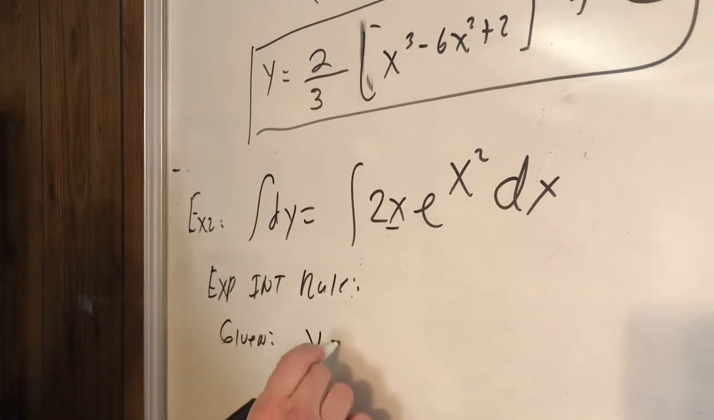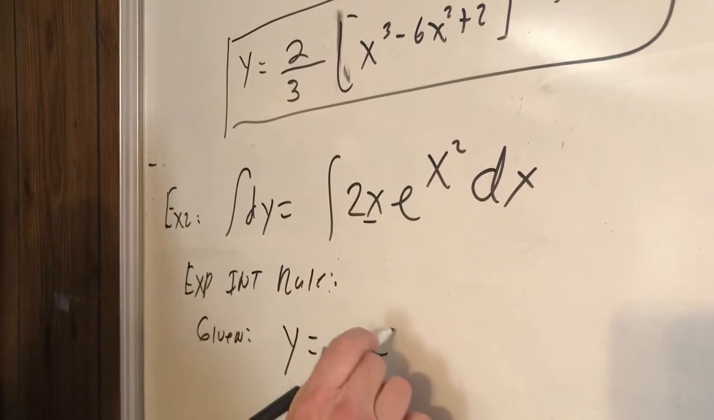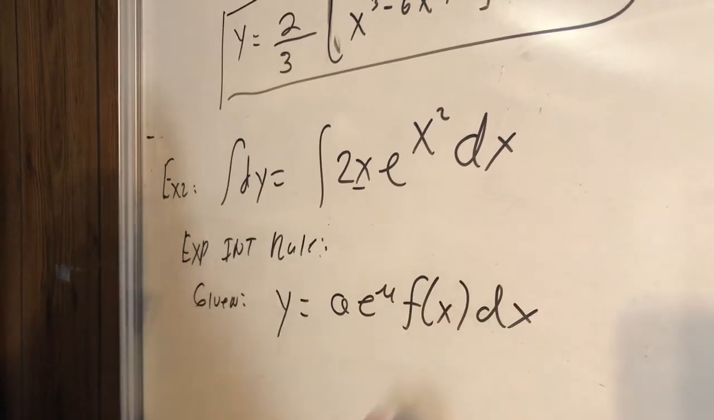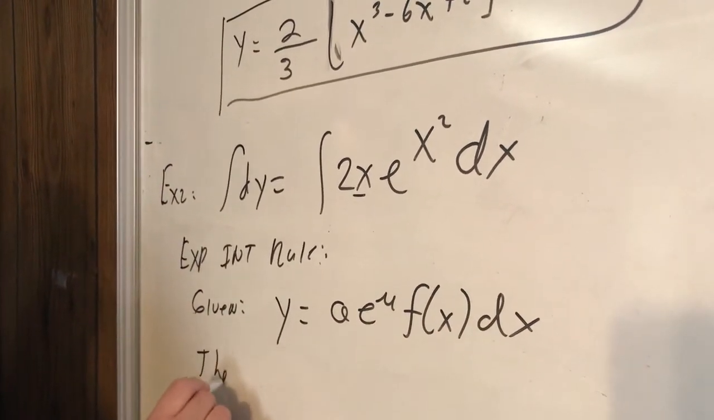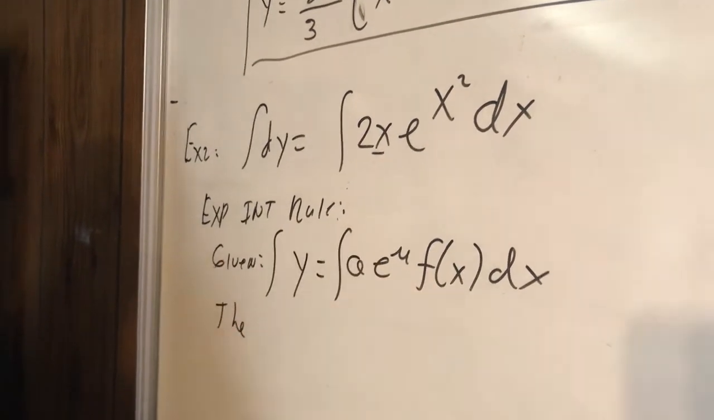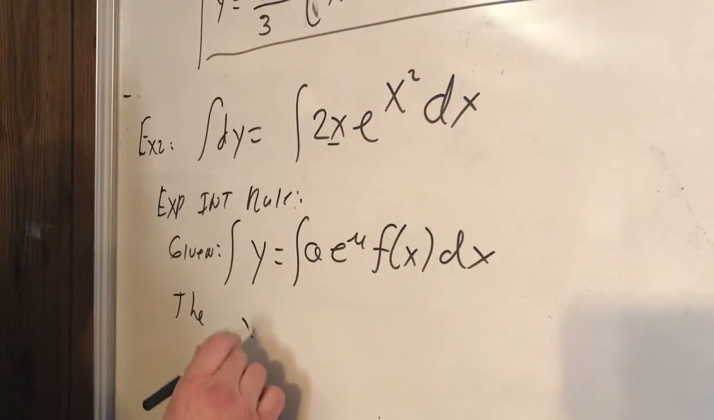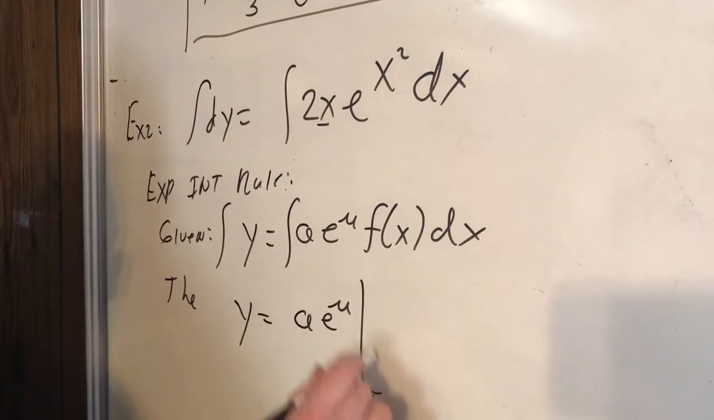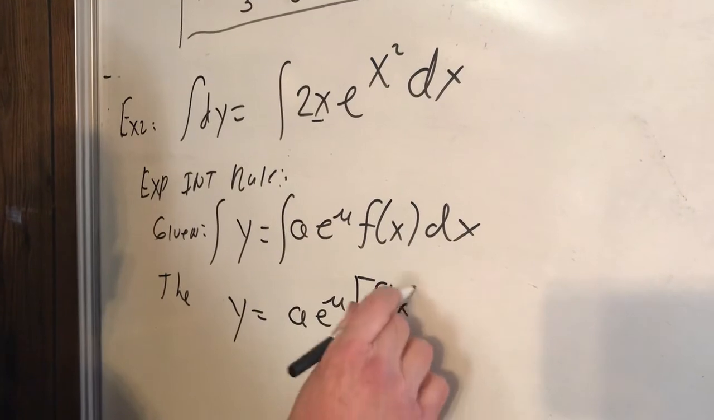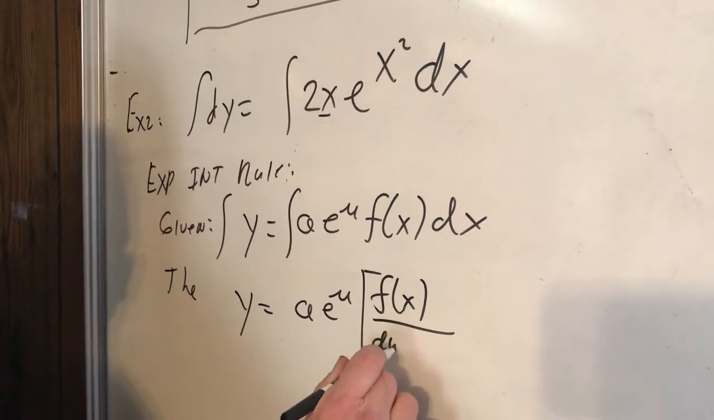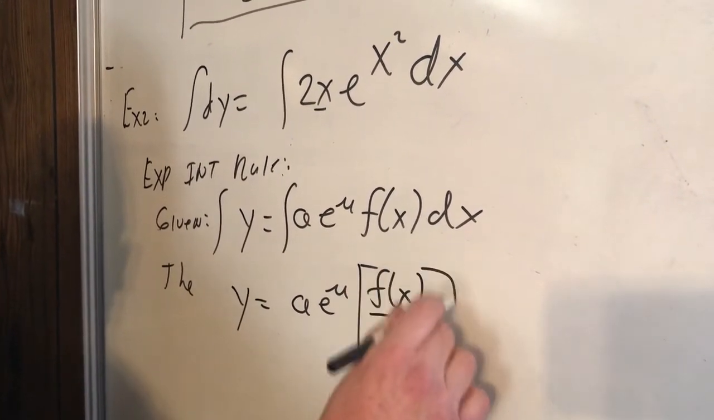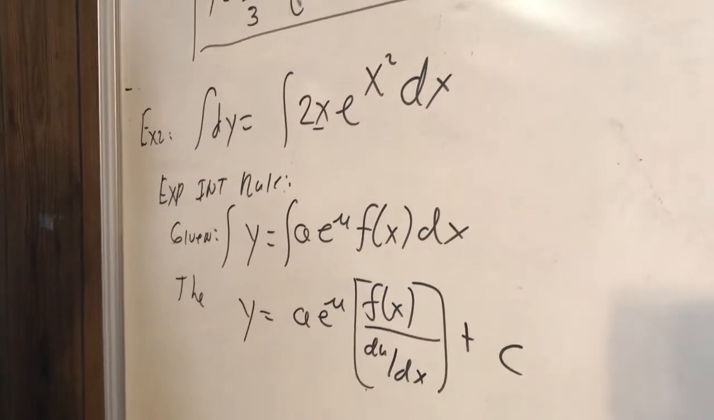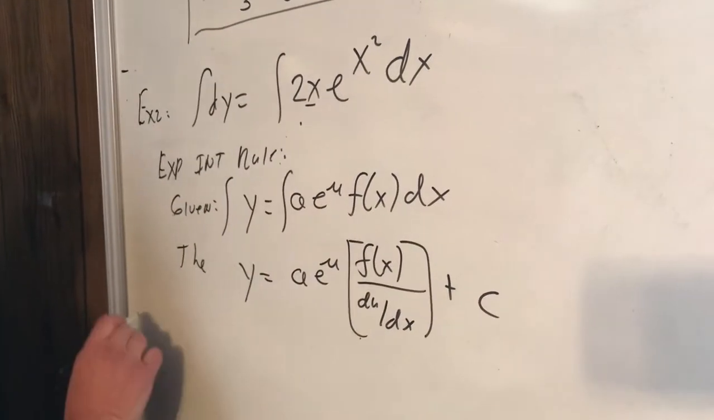Given y equals the integral of a e to the u f of x dx, then y is going to be equal to a e to the u times f of x divided by du/dx, plus c.